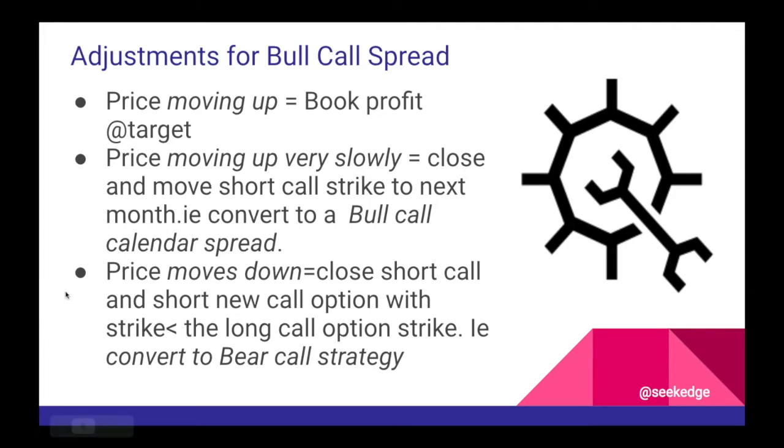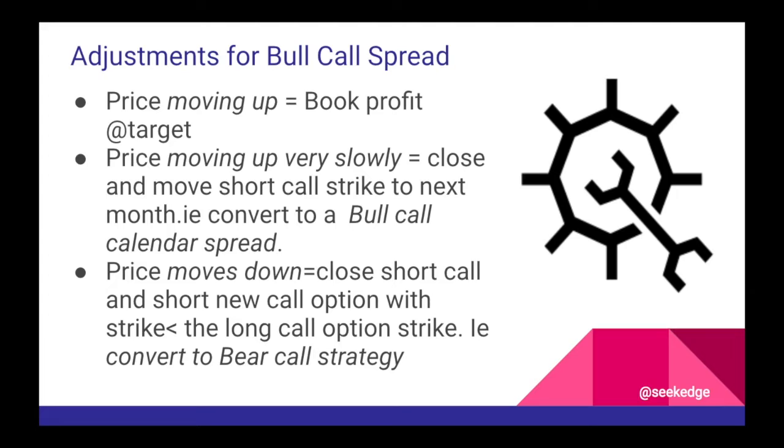Real adjustment is the last part. There you can convert that into a bear call, right? So basically the short calls that are making the loss, you just close that and then take a new short call, but that strike will be lower than the remaining long call. So then it becomes a bear call. So convert a bull call into a bear call strategy if it is reversing.